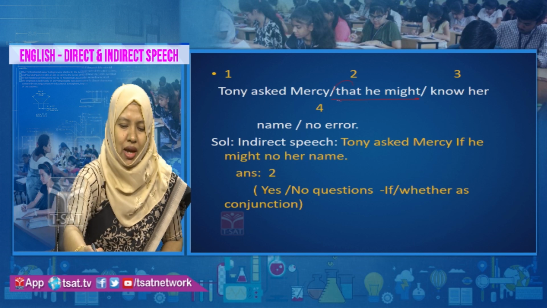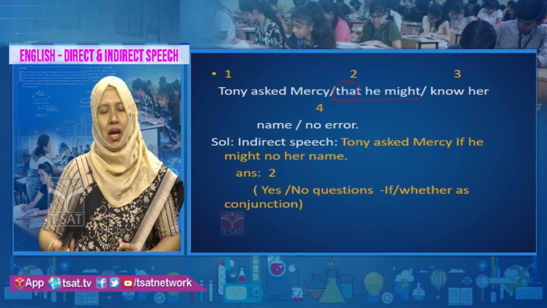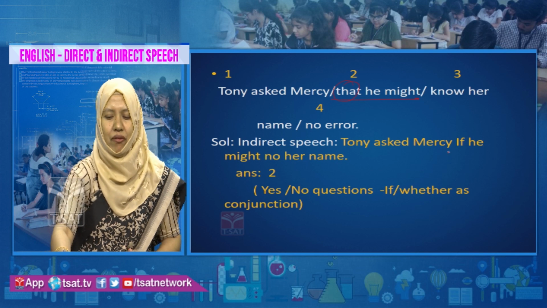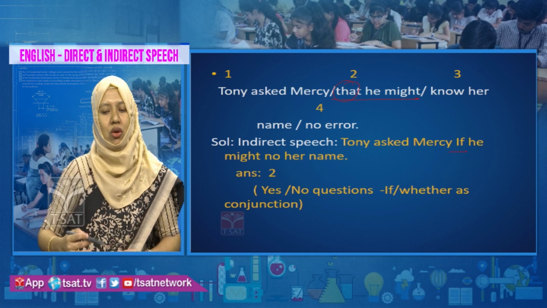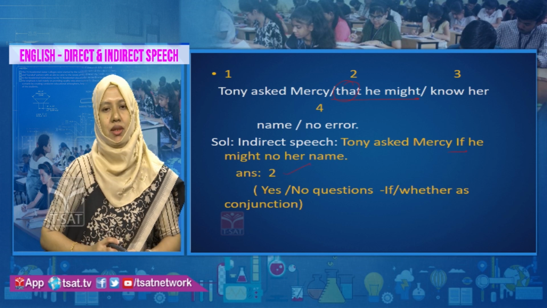Here the conjunction that is used. There is no need of that. Because it is asking, you should use the conjunction if or whether. Tony asked Mercy if he might know her name. So there is a mistake in the second part of the sentence.